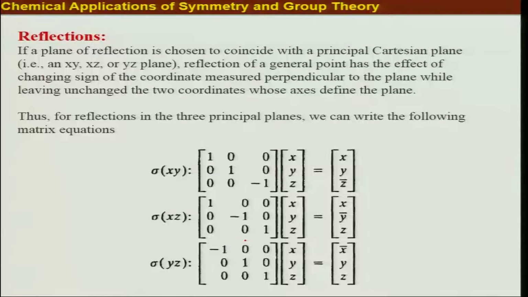Now let's move on to other types of symmetry operations. So we will start with reflection next.